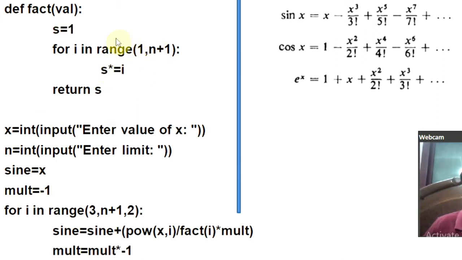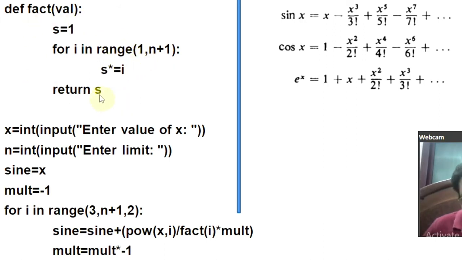In the next iteration, the value of i will become 2. s is equal to s into i. So 1 into 2 is 2. The answer will be assigned to the variable s. In the next iteration, the value of i will become 3. s is equal to s into i. 2 into 3 is 6. Thereafter, the value of i will become 4, which is not allowed.